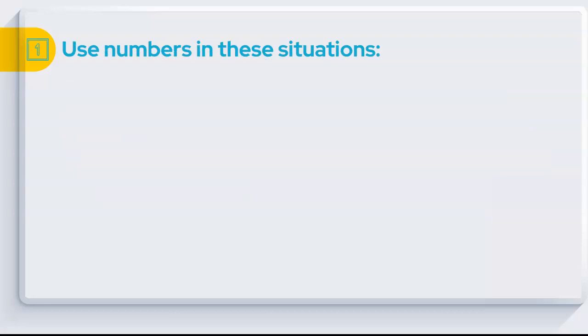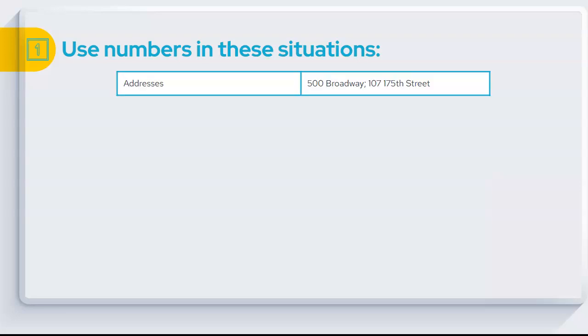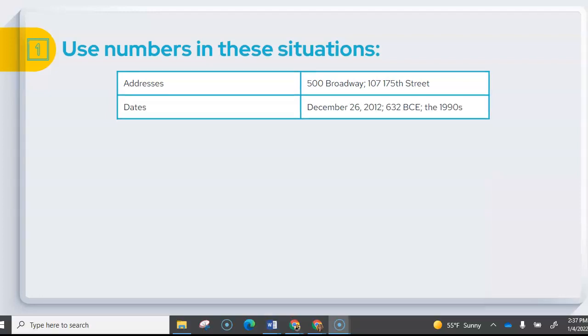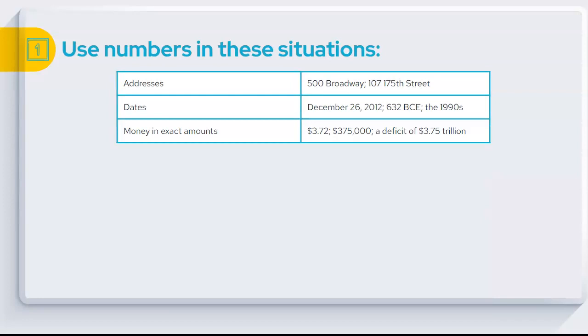In addition, numerals are generally used in these situations. In an address such as 500 Broadway or 107 175th Street. With dates like December 26, 2012, 632 BCE, and the 1900s. With money in exact amounts, whether that's $3.75 or $375,000 or a deficit of $3.75 trillion.